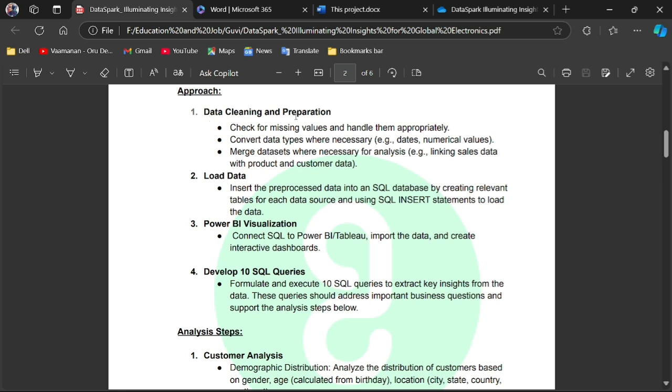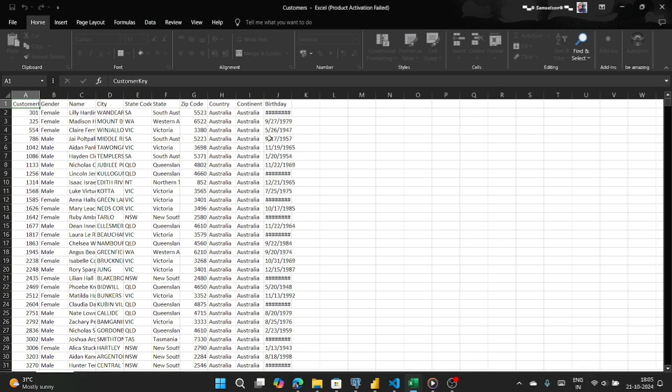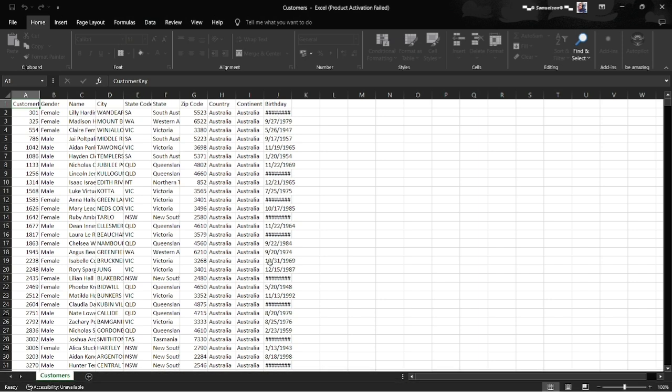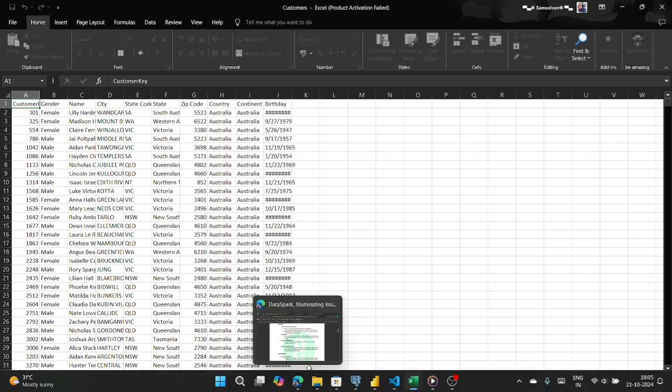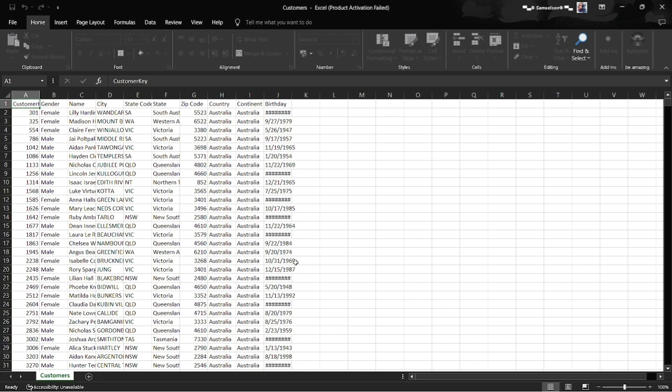Data cleaning. First we are going to clean the data because we have raw data here. Raw data means we have some values like none values and some blank values. Some data types, like birthday, are not a date type, it's an integer. So we are going to change them, otherwise the Python code will give us an error, or if we load it into the database we are going to get an error. So we need to change the data first.